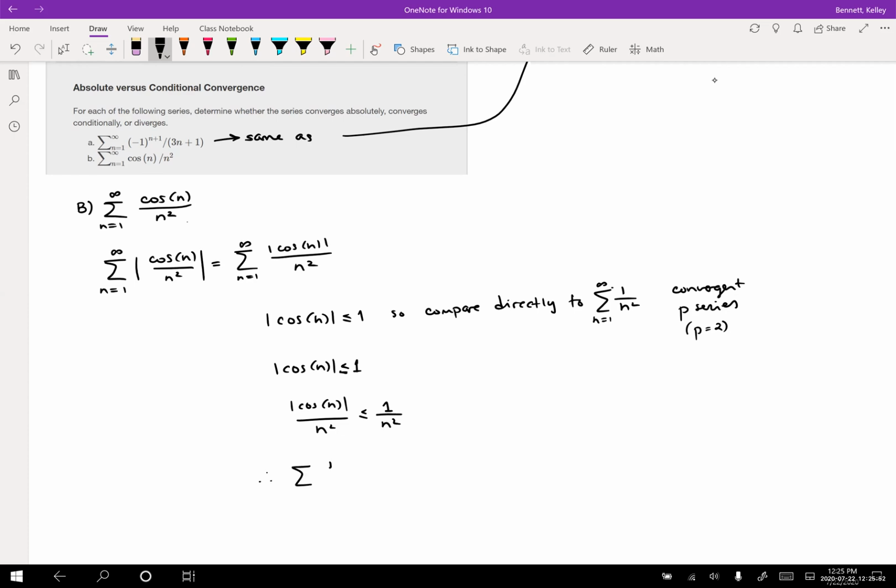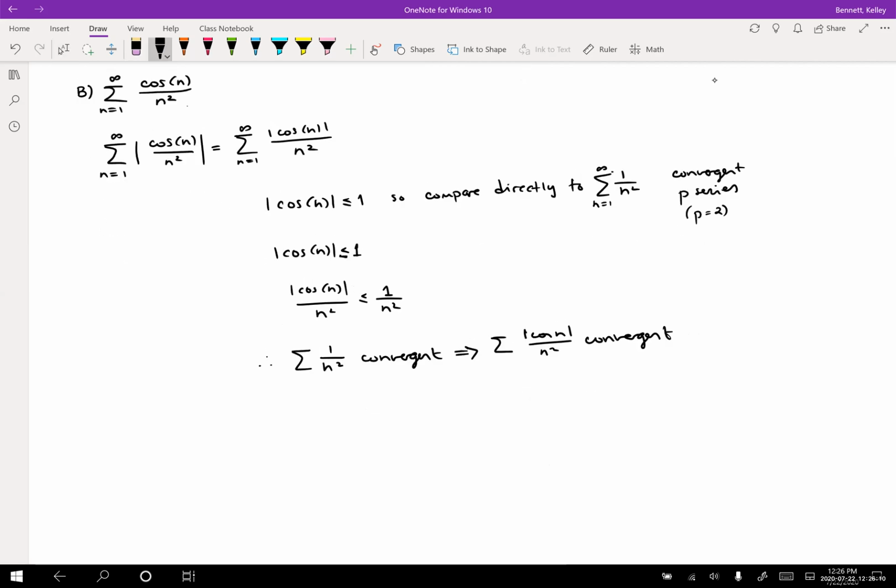Therefore, the bigger one being convergent implies that the smaller one is also convergent. And then the absolute value being convergent implies that the original is also convergent. You don't need to write that, you could just say absolutely convergent.